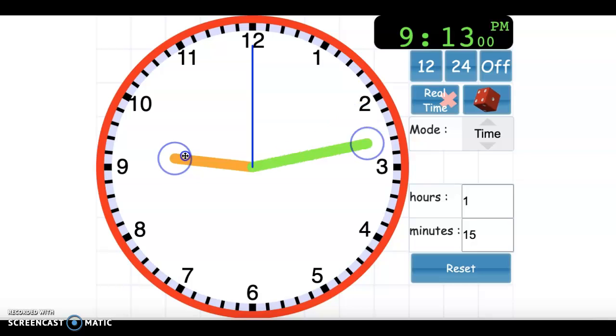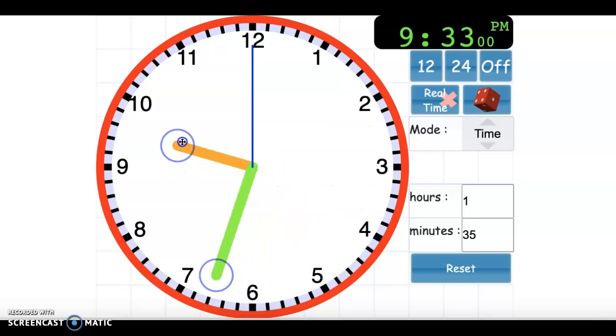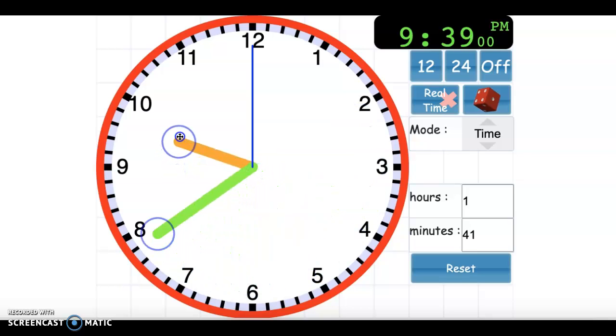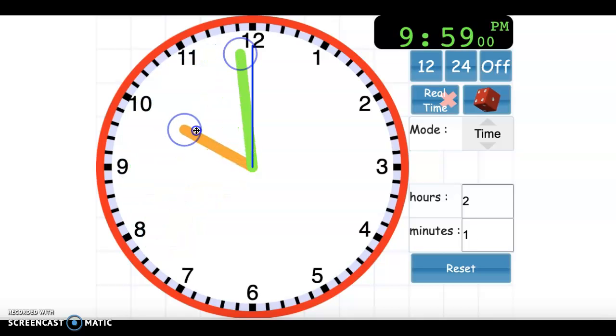But as we move all the way around the next hour, it is now 9:39 and it's closer to pointing to the 10 than it is pointing to the 9. So a common misconception kids will have, and a lot of times adults who don't use analog clocks very often, is that they forget that the hour hand moves as well.